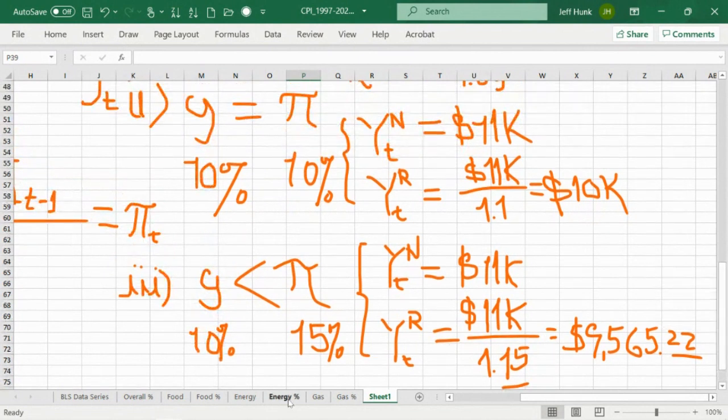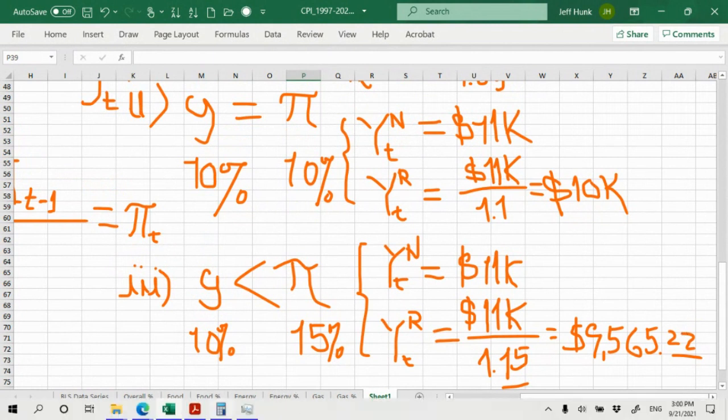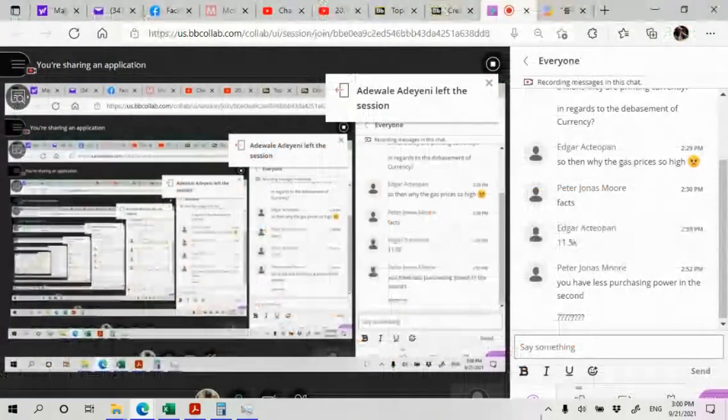So question, professor. Hold on. If this is the case, then everybody will cry out inflation. Everybody feels the pinch of inflation, right? Nominally 11,000, you earn more than last year, but what you can afford to buy is actually less than what you could afford to buy last year. It's actually only what 9,565 could buy last year, right? So everybody will cry out inflation. Yes, question. Who had the question?